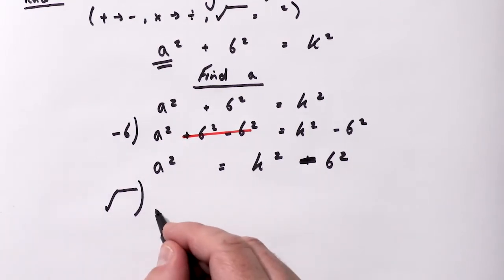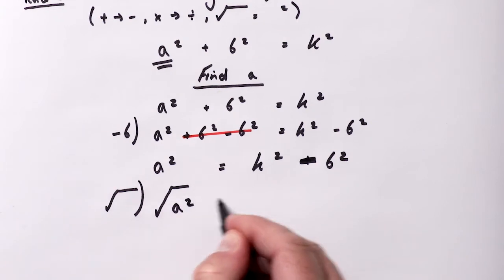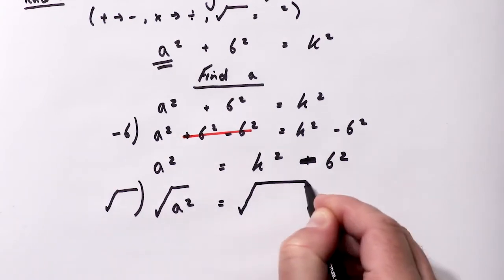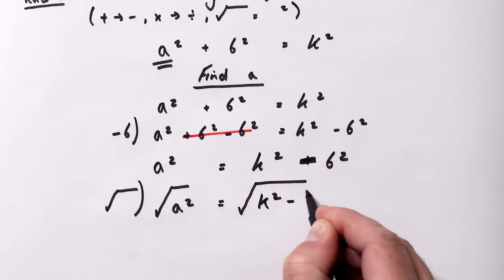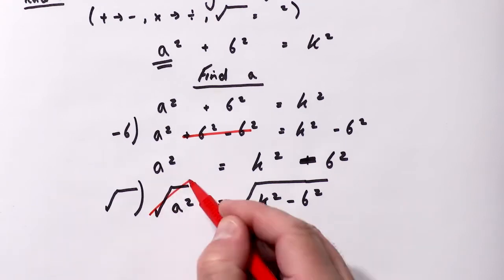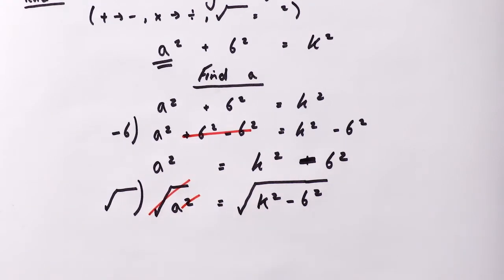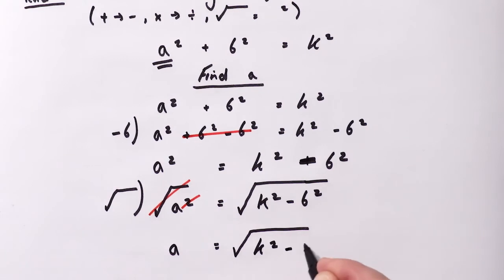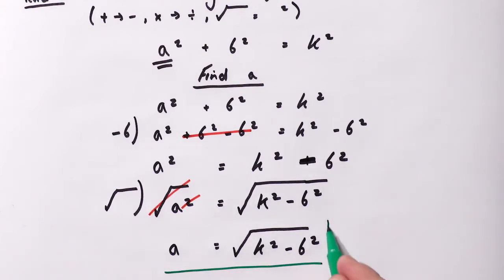So this time it becomes the square root of A squared equals the square root of K squared minus B squared. But as we've already said, there is no point using a square root on a square. They cancel each other out, so I can cross that out and that out, which means we have a new equation: A equals the square root of K squared minus B squared. That is your equation rearranged to find A.